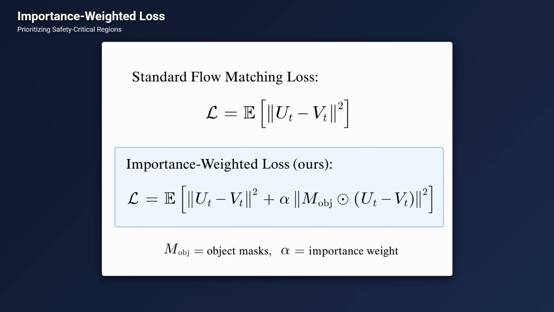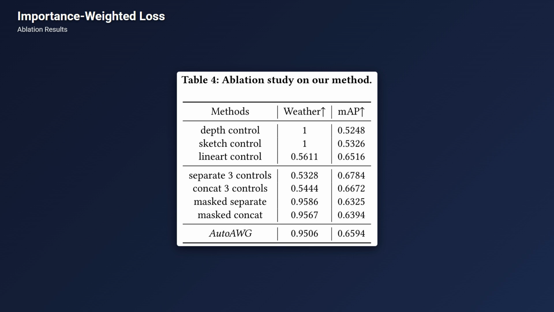We introduce an importance-weighted loss. Standard training treats all pixels equally, but vehicles and pedestrians matter more than background fine details. We add extra weight on object regions, guided by the object mask M. Our ablation confirms: detection mAP improves from 0.6394 to 0.6594, while weather realism is maintained.